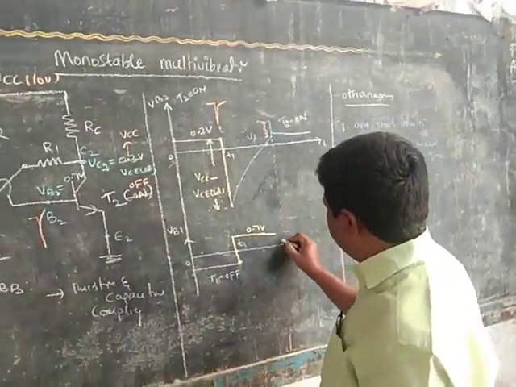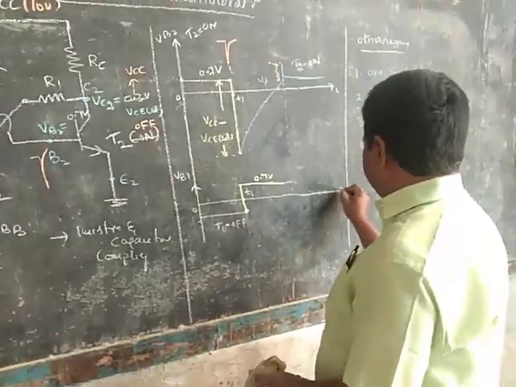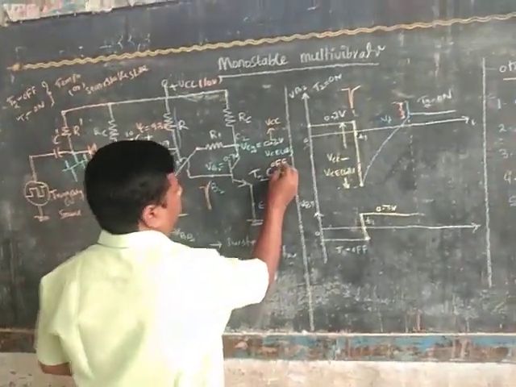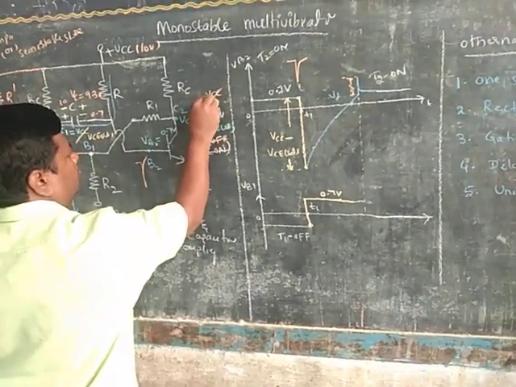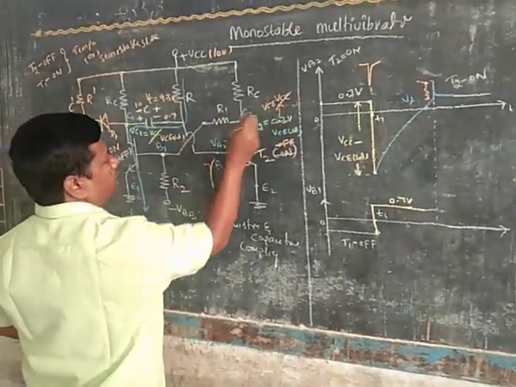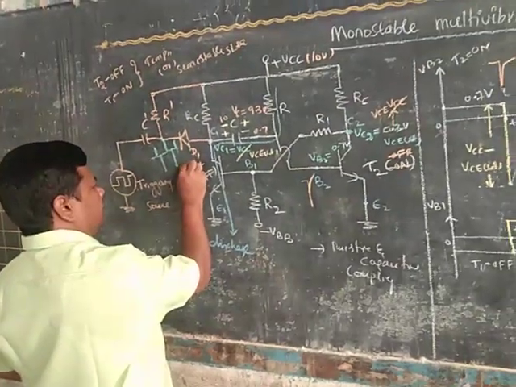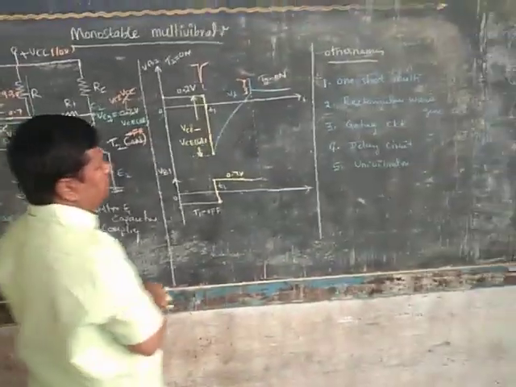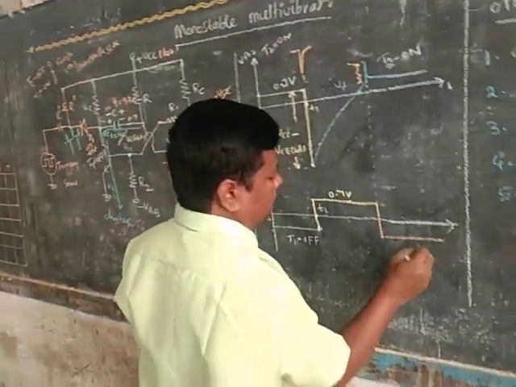Whenever the T2 transistor enters into on, its collector voltage again comes down to VC saturation. This VC saturation of 0.3 volts is not enough to drive the T1 transistor. Immediately the T1 transistor enters into off. Now the status is T2 transistor on, T1 transistor off.